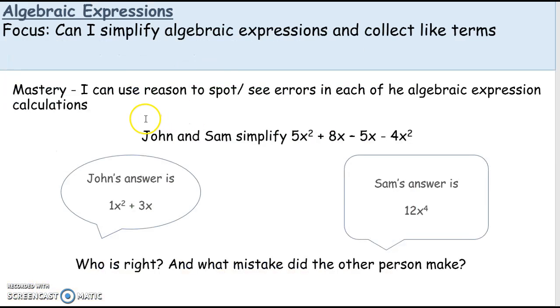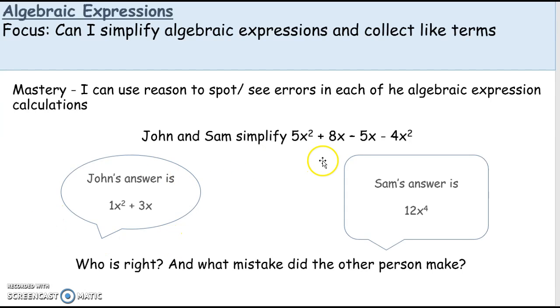So we've now gone with mastery, in this case of using reasoning after looking at emerging. So in this question it says, John and Sam simplify 5x squared plus 8x minus 5x minus 4x squared. And which one gives you the right answer? So obviously the first one is who is right. And more importantly, what mistake did the other person make? And that's quite important to this question.